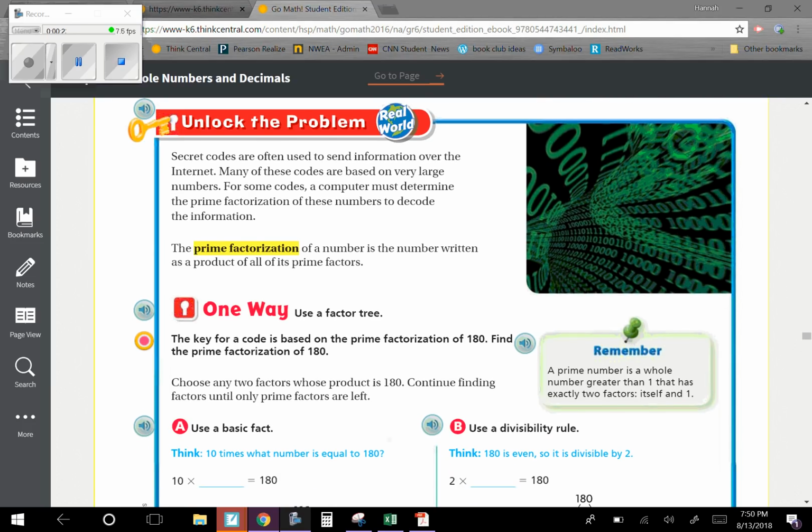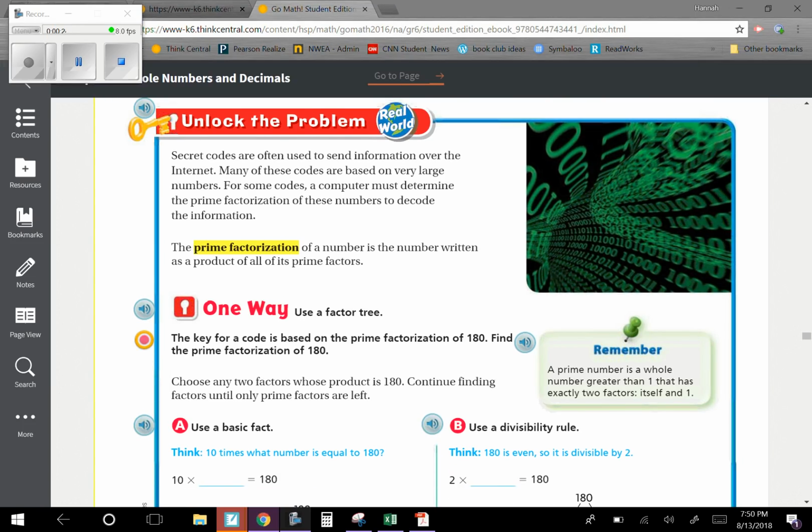Secret codes are often used to send information over the internet. Many of these codes are based on very large numbers. For some codes, a computer must determine the prime factorization of these numbers to decode the information. The prime factorization of a number is the number written as a product of all its prime factors.